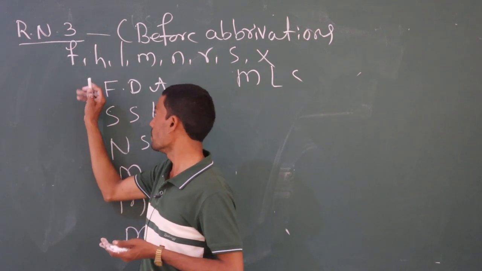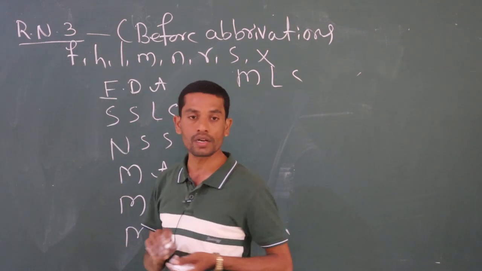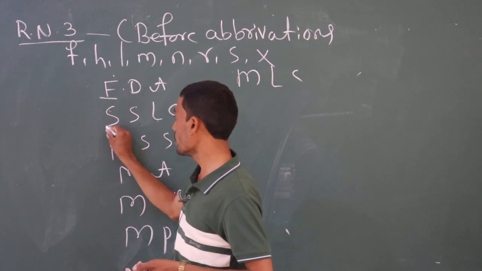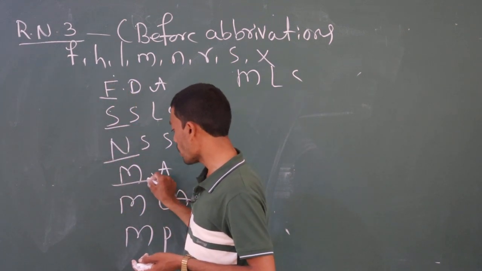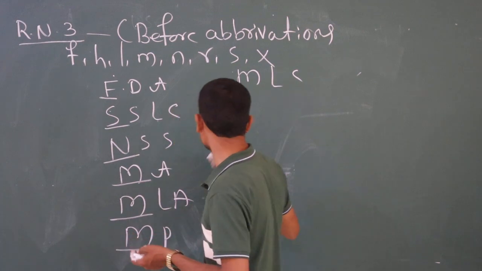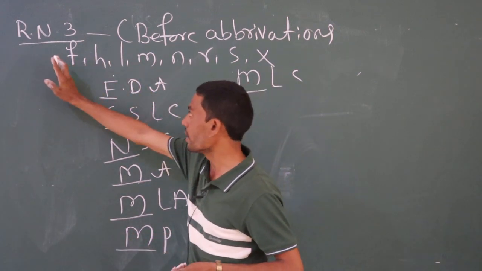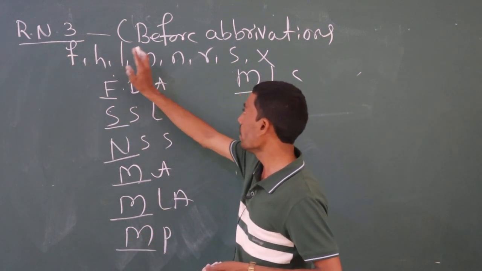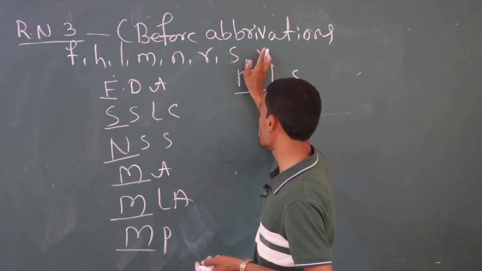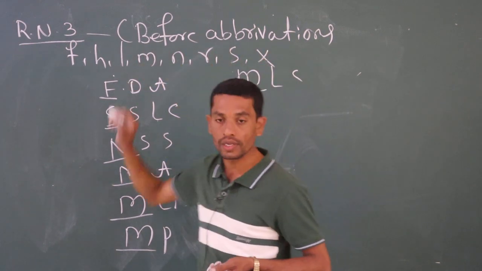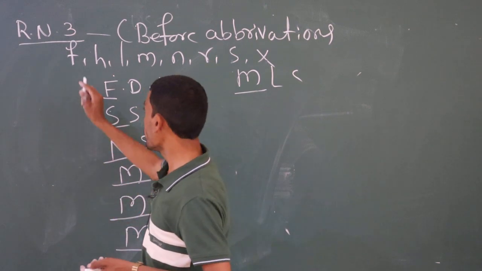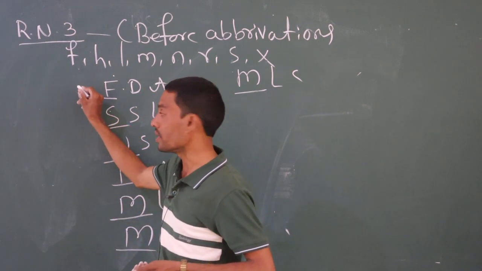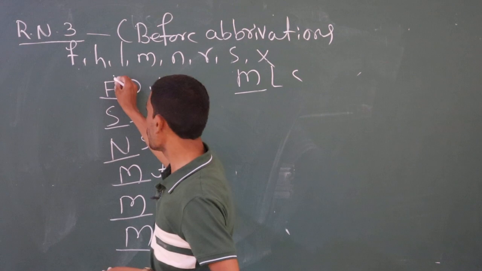Keep in your mind that this letter looks like a consonant. Here F is a consonant, S consonant, N consonant, M consonant and M also consonant. So just keep in your mind the letters F, H, L, M, N or S, X. If you find these letters in a sentence, at that time we have to use an article.